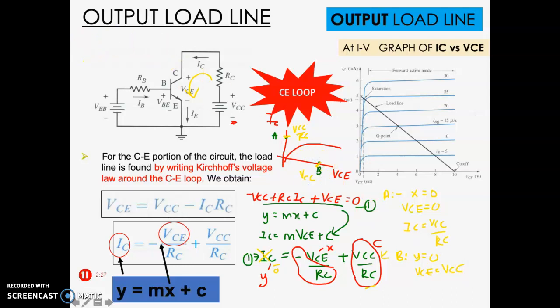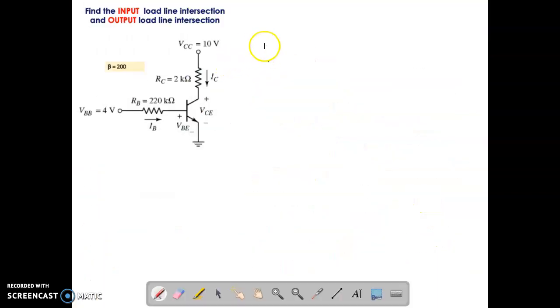After you get the 2 points, draw a line. That line we call the load line. So what is the answer? The load line intersects with your IV characteristic. What we call here is your Q point, the answer of your DC analysis.